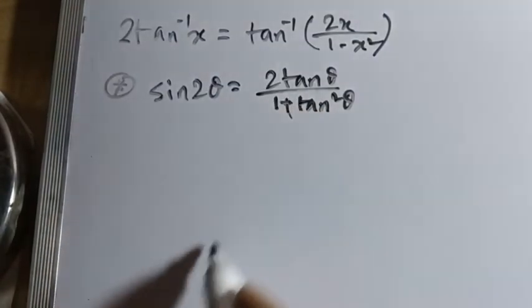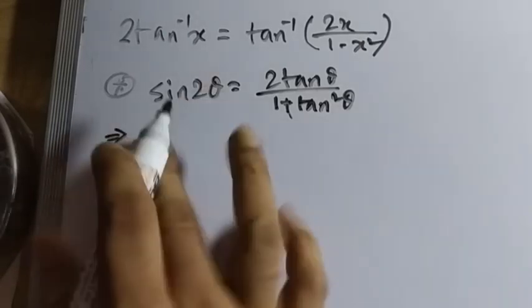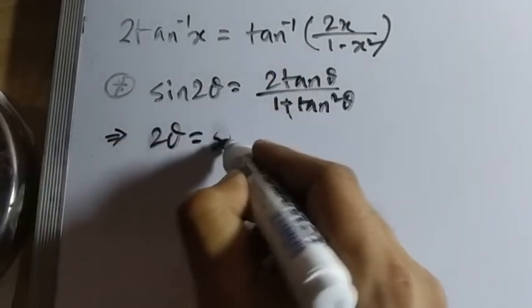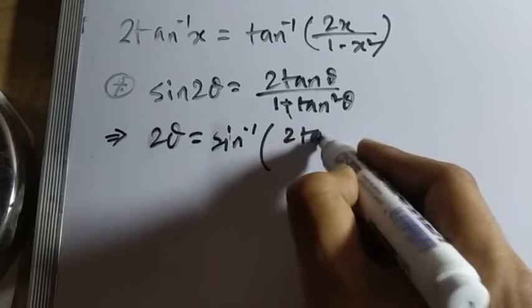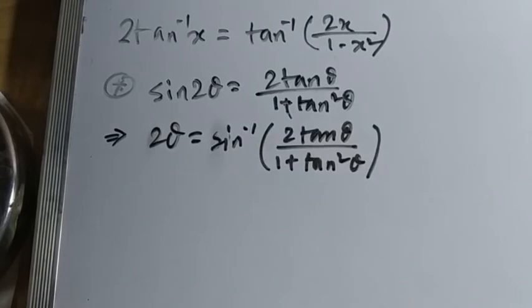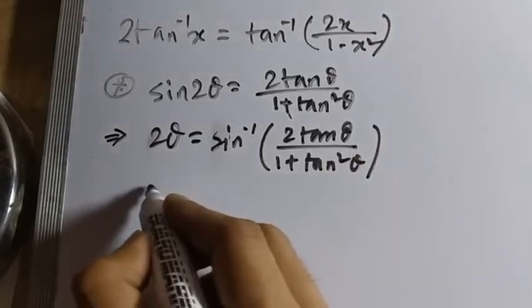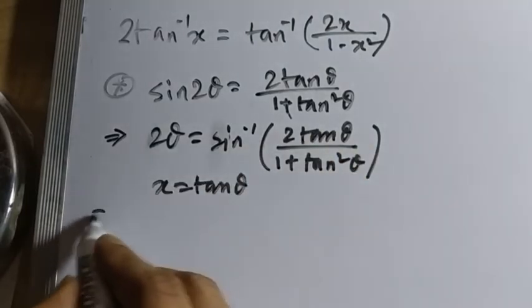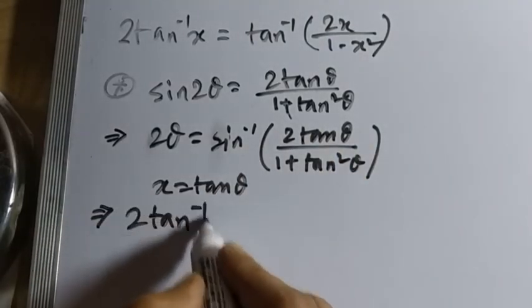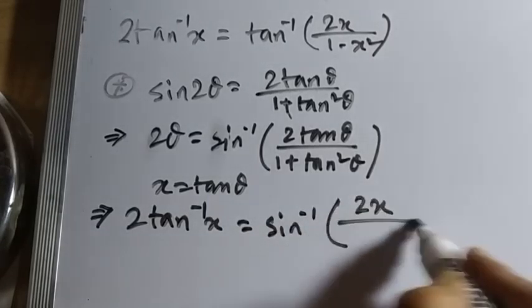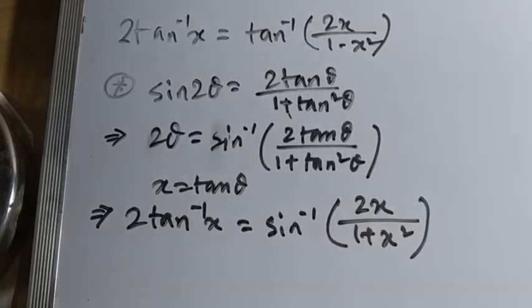Here for this we can write 2 theta as sine inverse of this. Which term will we take as x? For sure we take x equal to tan theta to reduce this. So we can write 2 tan inverse x is equal to sine inverse of 2x by 1 plus x square. So that's a very important formula.